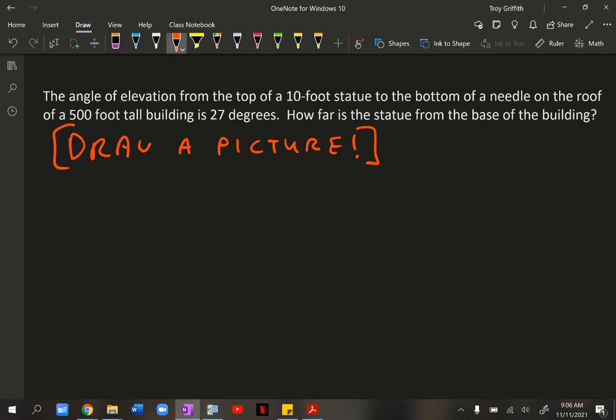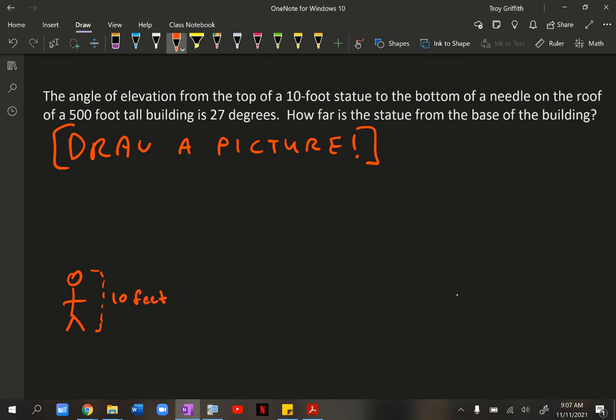This says the angle of elevation from the top of a 10-foot statue to the bottom of a needle on the roof of a 500-foot tall building is 27 degrees. How far is the statue from the base of the building? All right, well, let's draw a picture here. Let's say, here's my statue. Okay, I've got a statue of a person. Okay, what they've told me here is that this statue is 10 feet tall.